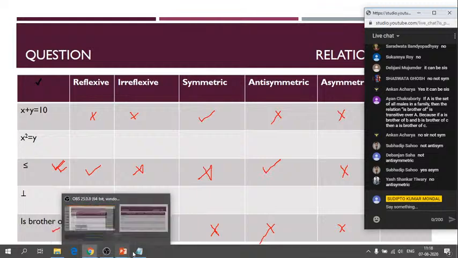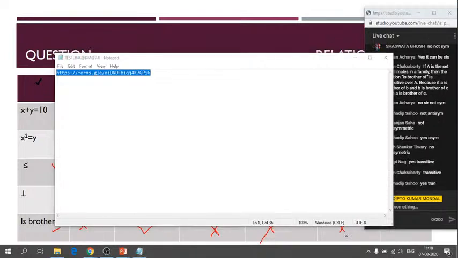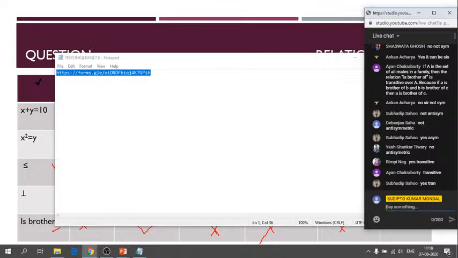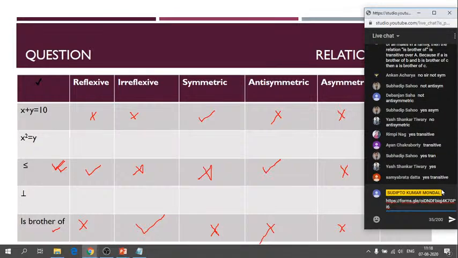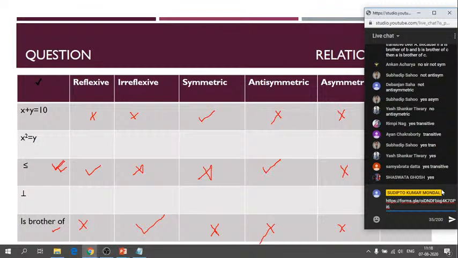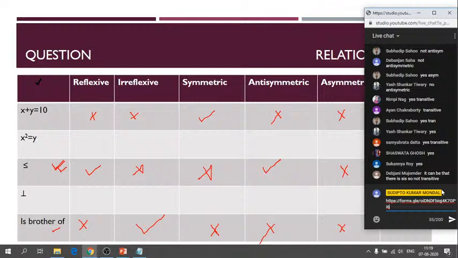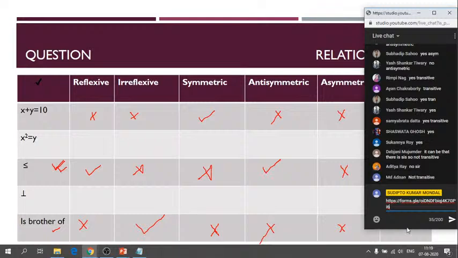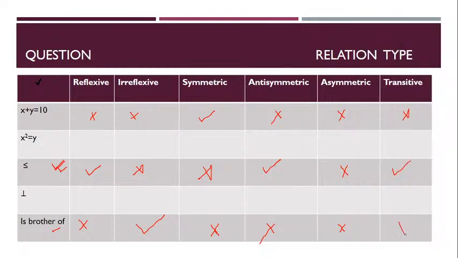So what about the transitive property? So the last one, yes, it is transitive. Actually, x is a brother of y, y is a brother of z. So that's why x is a brother of z. So there is no confusion of sister coming. So in that case, it is transitive. Fine. So this last one is transitive. That means it is true.